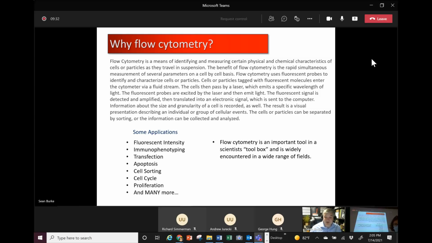If we treat them with a drug, do those markers go up? Do they go down? Right? So there's lots and lots of applications for these. But I think the most important thing to get out of this, and really any technique, is flow cytometry is just a tool in a scientist's toolbox, right? But the thing about flow cytometry is it's widely used and it's encountered in a wide range of fields.